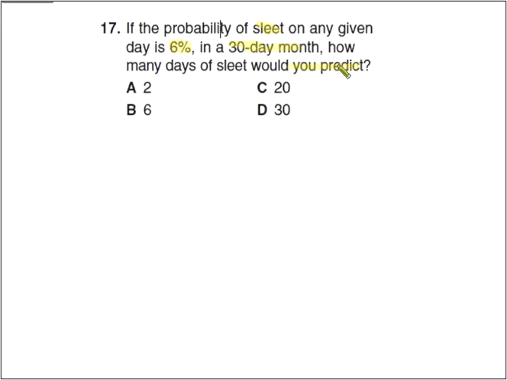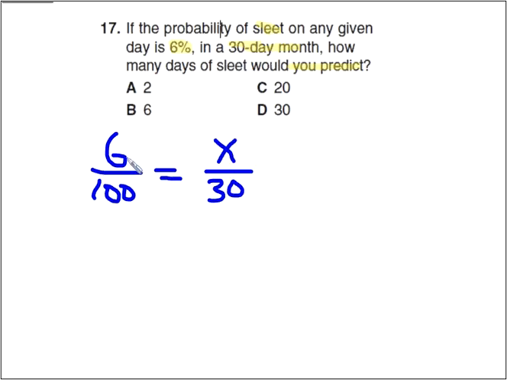So if there's sleet 6% of the time, it's not very much. How much sleet are we going to get in a 30-day month? So let's go ahead. Sounds like a proportion problem. I know that 6% means 6 out of 100, and that's going to be equal to the ratio of how many out of a 30-day period. So we know out of a 100-day period it's 6. So what's it going to be out of a 30-day period? So 6 is to 100 as what is to 30.